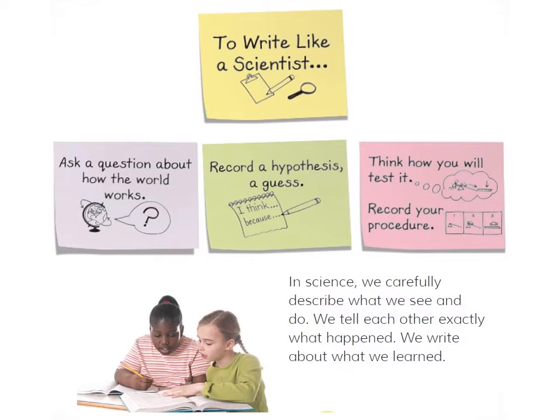So remember a very, very long time ago, I'm going back to like September, in one of the Science Weekly issues, we read that in science, we carefully describe what we see and do. We tell each other exactly what happened. We write about what happened. So, boys and girls, this was in the Science Weekly telling us what scientists do. And that's what we're about to do. Record the procedure. We have to say exactly what happened. Okay, so nonfiction writers have to be exact.